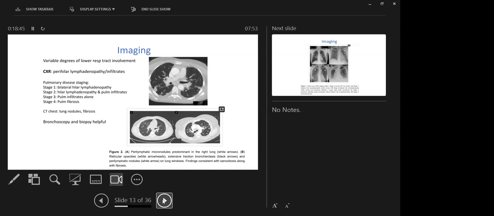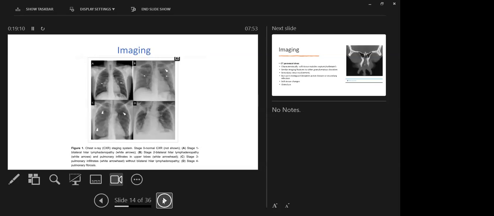And in our sarcoid patient that we saw this week, she had a relatively recent CT scan which started showing evidence of fibrosis. So on your CT chest, you might see the fibrosis, you might see lung nodules. And if you do see lung nodules, this is where a bronchoscopy and biopsy may be helpful, and you may even consider requesting an EBUS from our pulmonology colleagues.